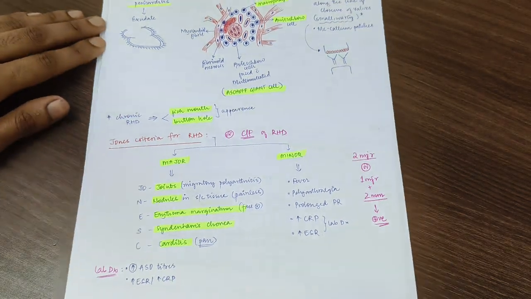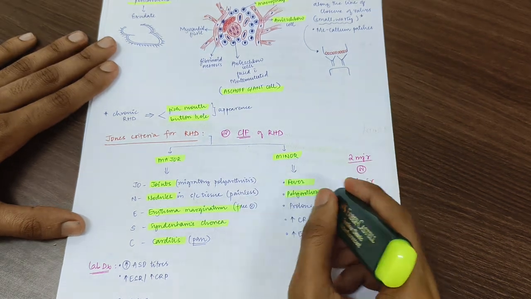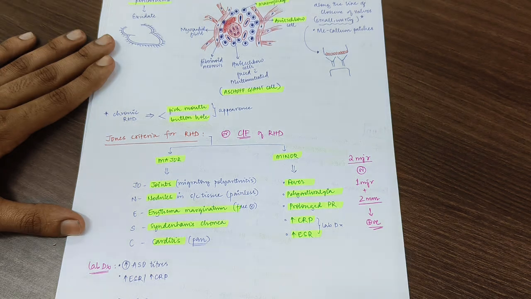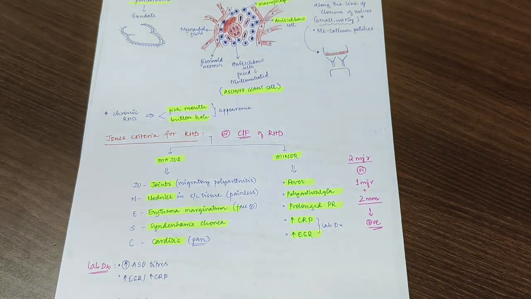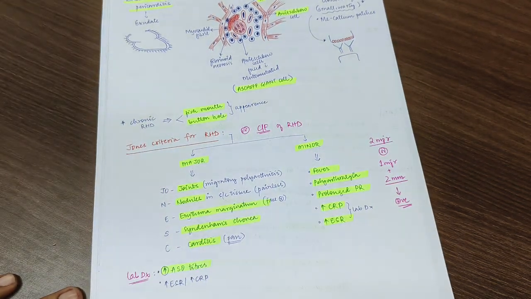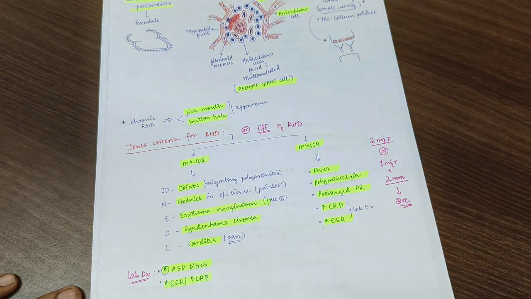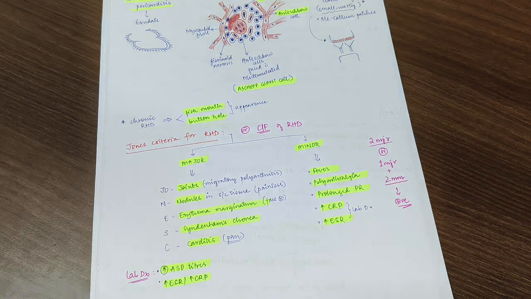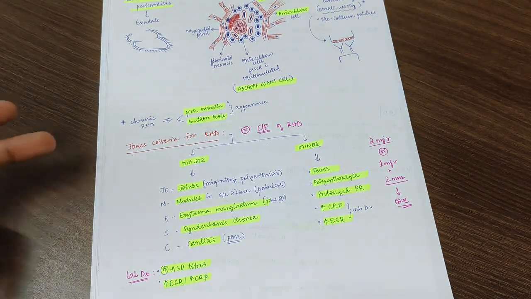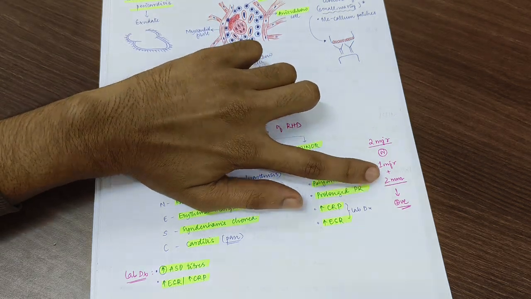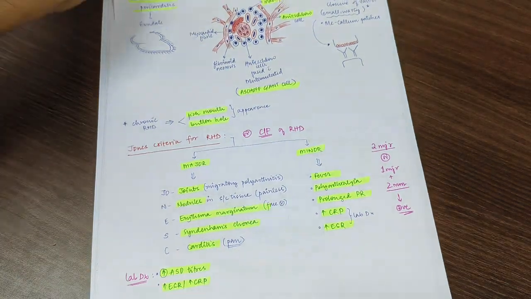In the minor, what all are you going to see? Fever, polyarthralgia, prolonged PR interval, increased CRP, increased ESR. These are the lab diagnostic findings. So how are we going to diagnose the case? Using the ASO titers, that is anti-streptolysin O. Anti-streptolysin O titers are increased, and increase in ESR and CRP indicate poor prognosis of this RHD. And how are we going to treat? Penicillin. So this is RHD. In the Jones criteria, either two major or one major associated with two minor should be present, then it is positive for RHD.